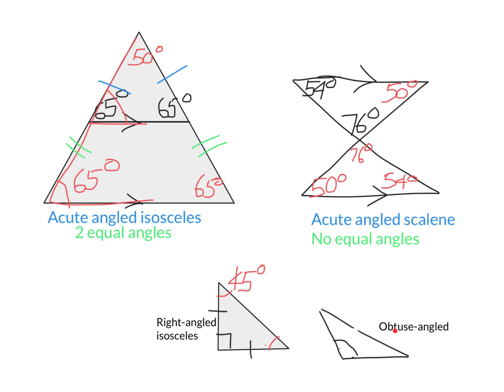So for a triangle like this that is obtuse angled, the largest angle is obtuse. So obtuse angled triangles can be isosceles or they can be scalene, depending on how many equal angles and sides that they have.